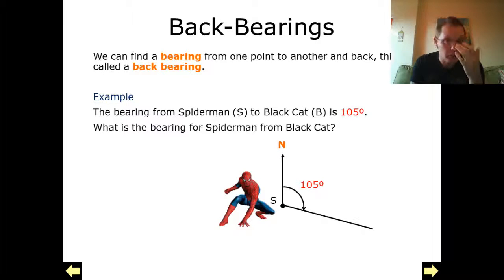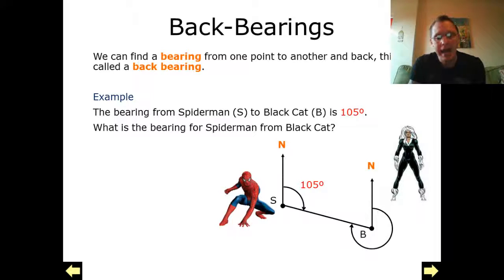So for my example, I'm going to use Spider-Man. Spider-Man travels on a bearing of 105 degrees to get to the Black Cat. But the problem here is, what is the bearing for Spider-Man from Black Cat? So rather than our bearing calculating going this way, which we know is 105 degrees, we're going to calculate the angle going backwards. But of course, this is still going to be from the north line.